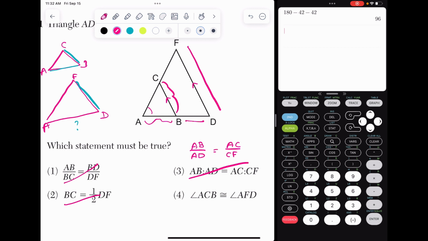Angle ACB, okay, so that's this angle here. Let's erase some of these markings so we can see. So that is, I'll actually highlight it here. Angle ACB is congruent to angle AFD. Yes, that is true. Those are corresponding angles, and therefore they are congruent.